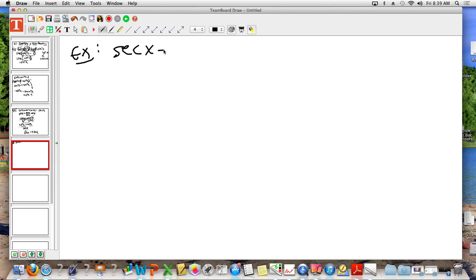Secant of x minus the tangent of x, times the cosecant of x plus 1. By the way, we want this to be cotangent. What do you see? You see multiplication. What kind of multiplication? What method are we going to use? FOIL, very good. It's a binomial times a binomial, so FOIL.